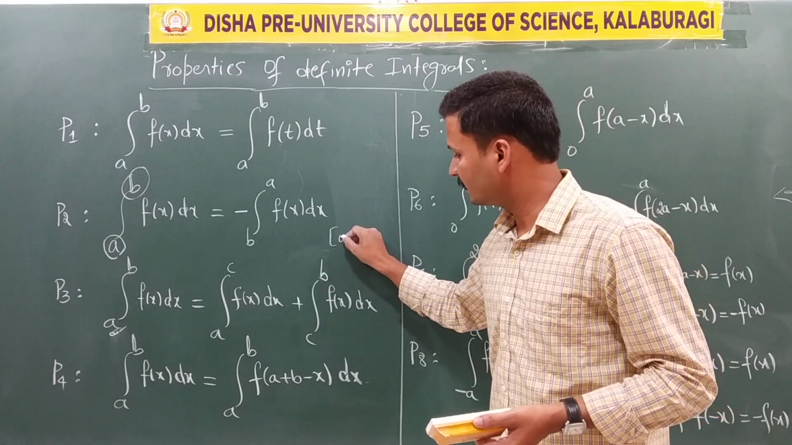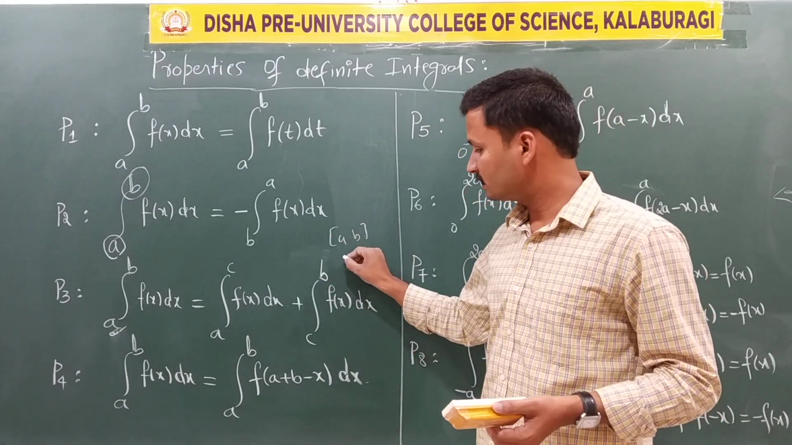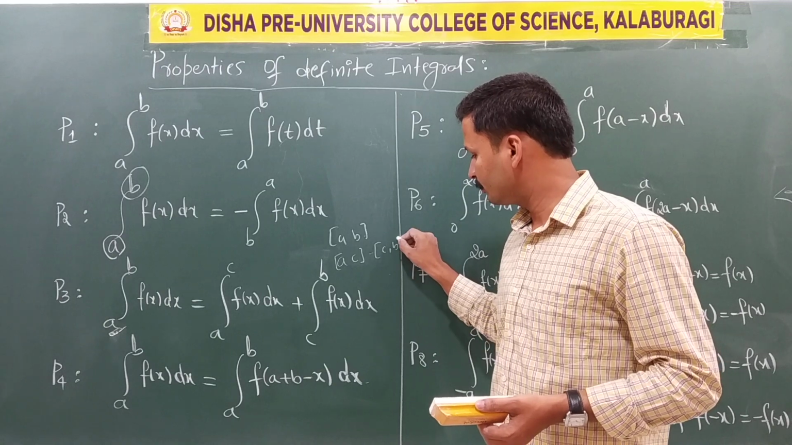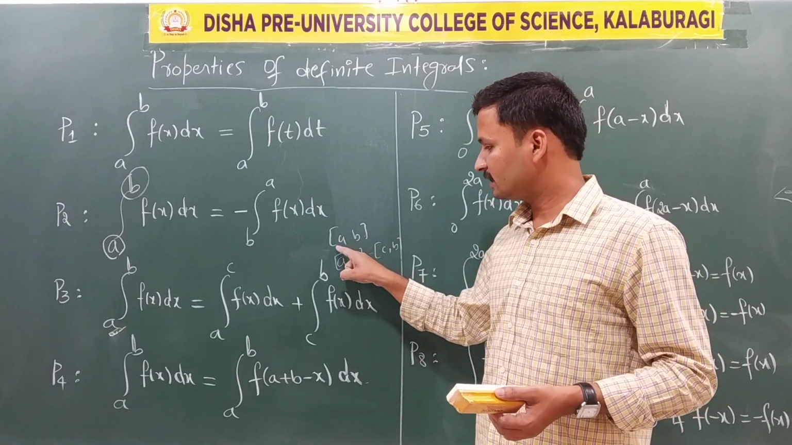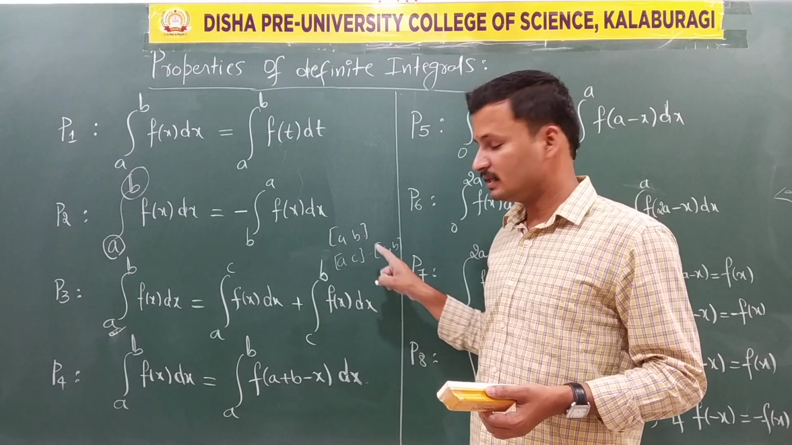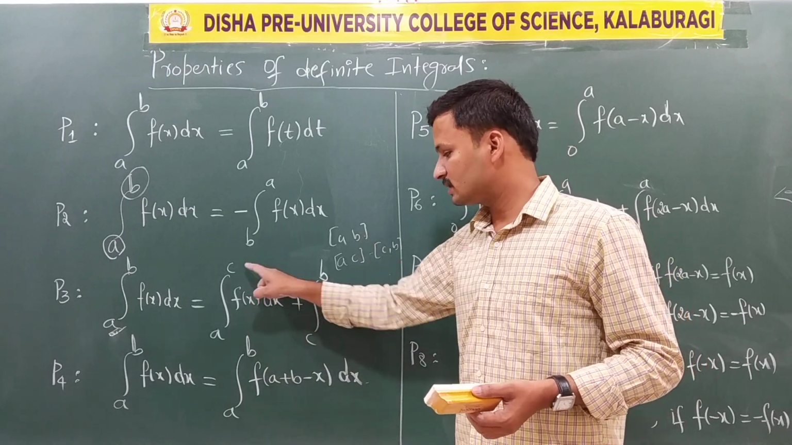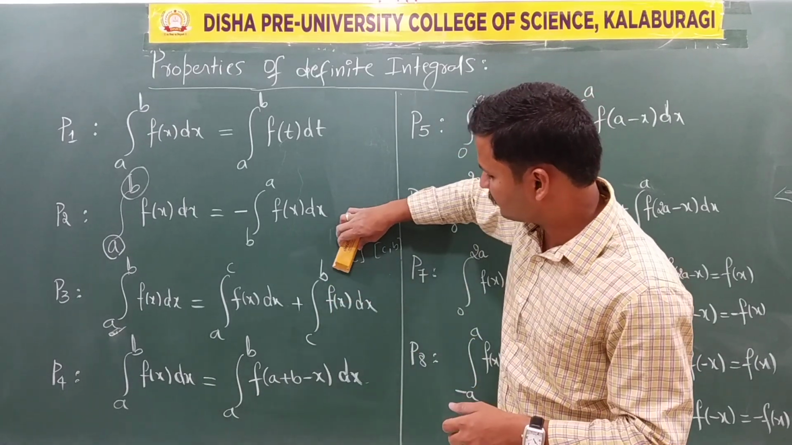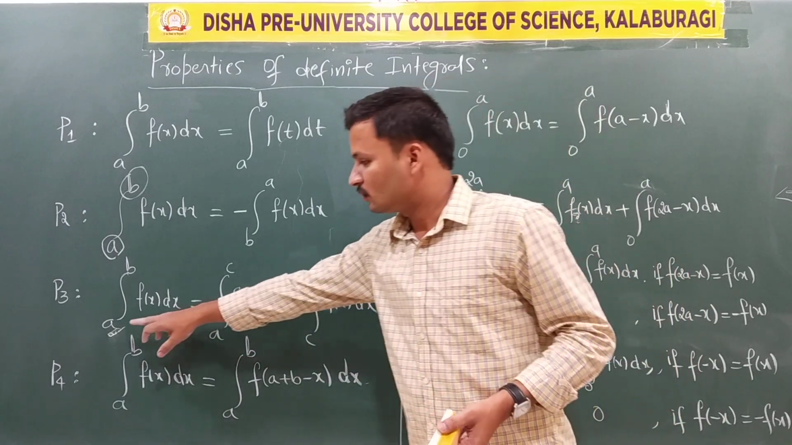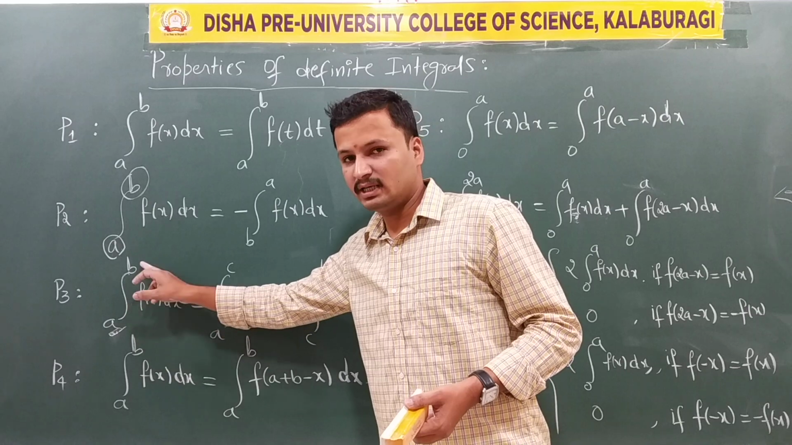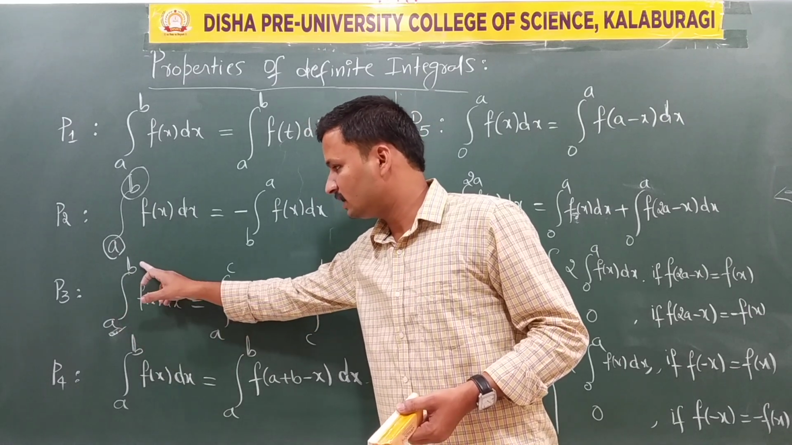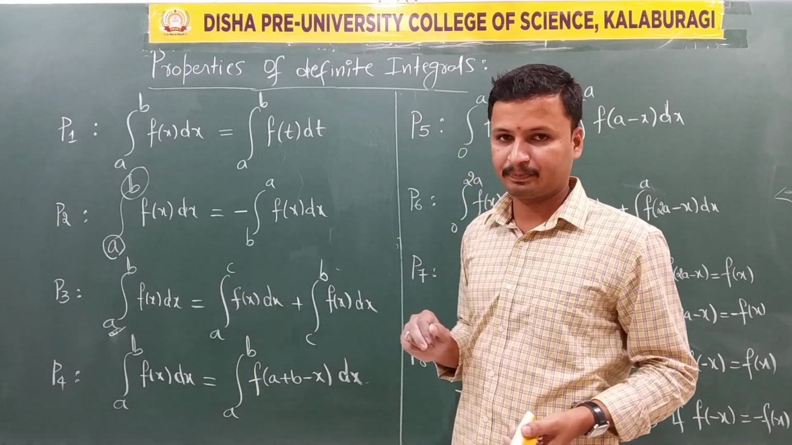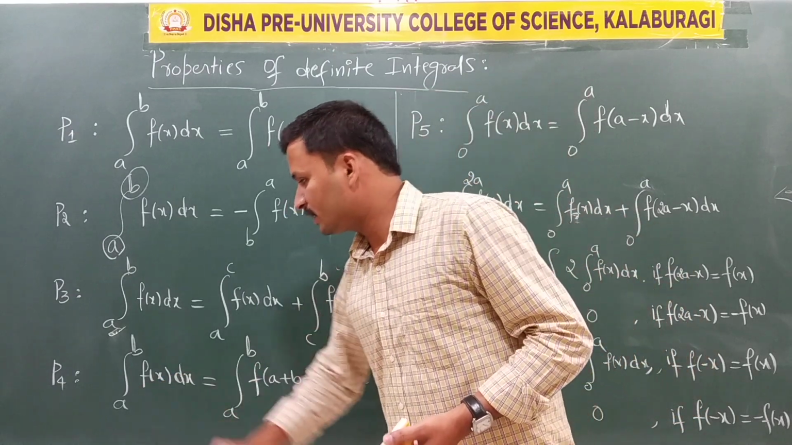The interval a to b can be split in this way: a to c is one interval, and the next one is c to b. So integration from a to b is the same as the sum of the integral from a to c plus c to b. That means splitting the interval. Suppose we have 1 to 3; this can be written as integration from 1 to 2 plus 2 to 3. That is the third property.